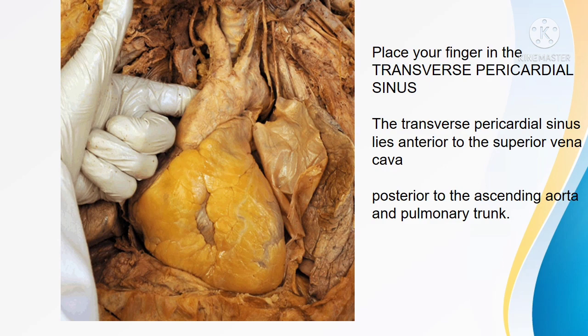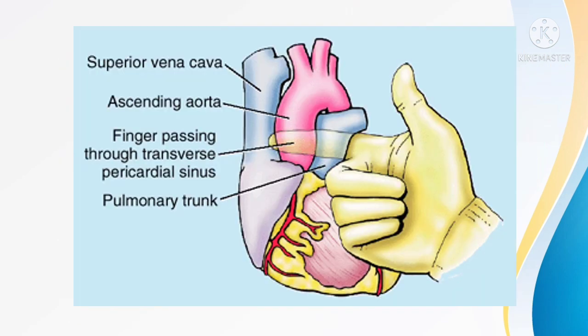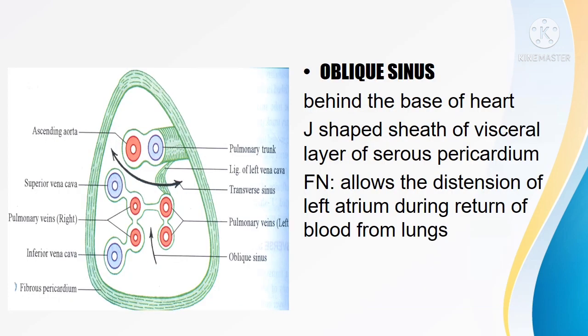We can insert the fingers between the ascending aorta and the pulmonary trunk anteriorly, and the superior vena cava posteriorly. The surgical importance of this transverse sinus is that we can ligate the great vessels during major cardiac surgeries. The oblique sinus lies behind the base of the heart.